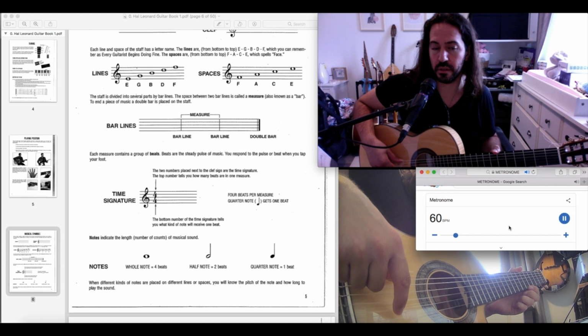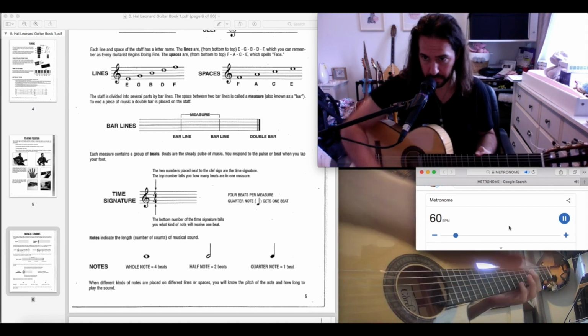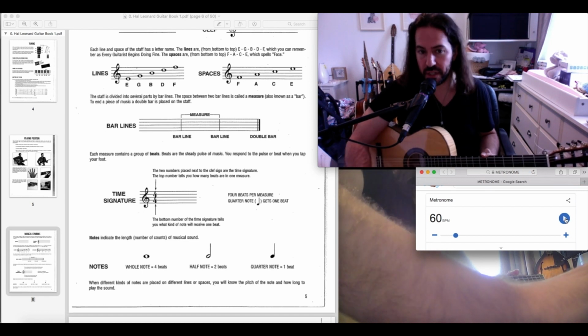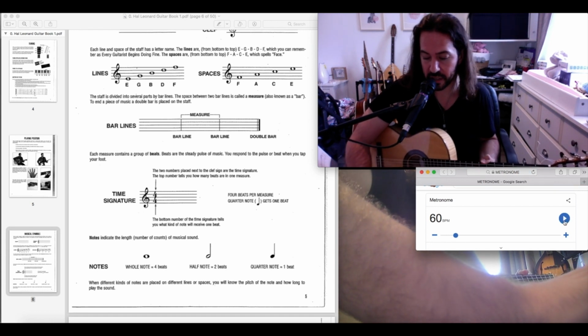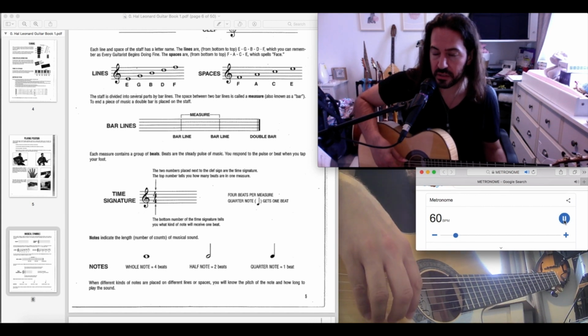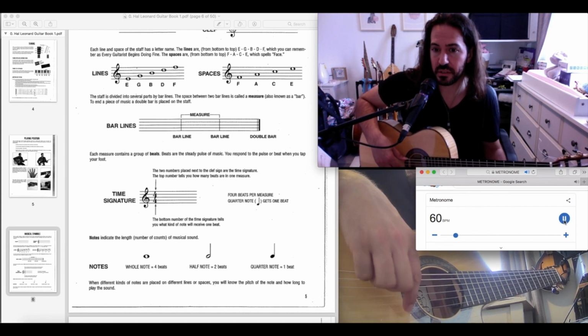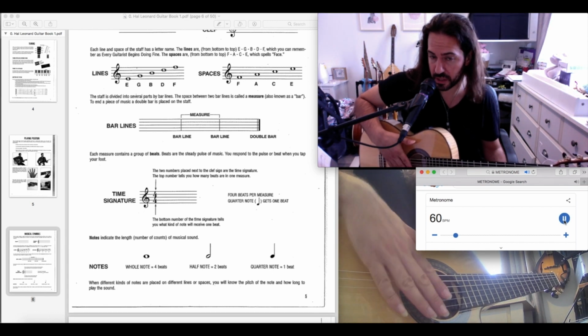2, 3, 4. Now, a half note looks like a whole note, but it has a stem connected to it, we said. And that's going to cut the count in half. So now a half note is worth 2 counts. So a half note would sound like this. Here it is. 2. Half the amount of time, right?